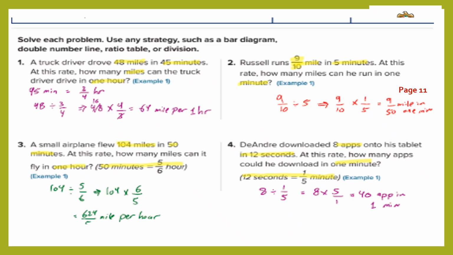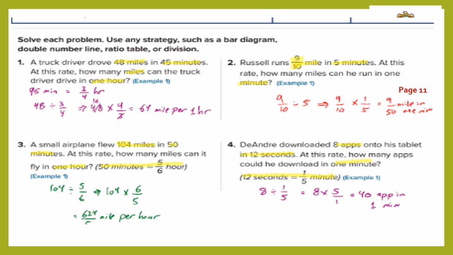You can do cross multiplication or you can use this method. Otherwise, you can find in 1 minute how many miles, then multiply that with 60. There are many options, and whichever you feel is easy, you can use. Here 45 minutes means 3 over 4 hours. We converted like that. Then 48 divided by 3 over 4, do the division and the multiplication with the fraction. Finally you will get 64 miles per hour.